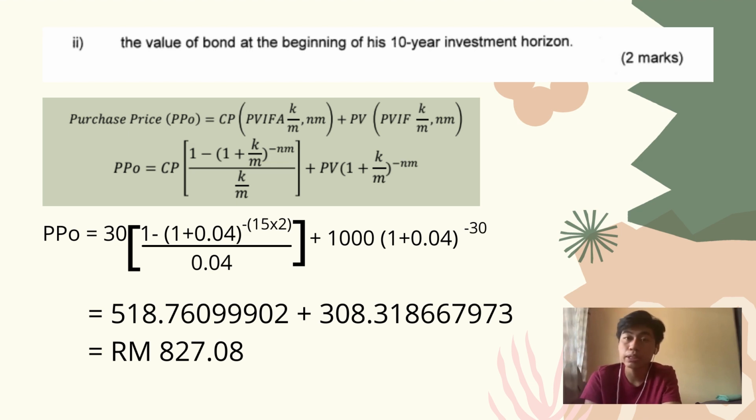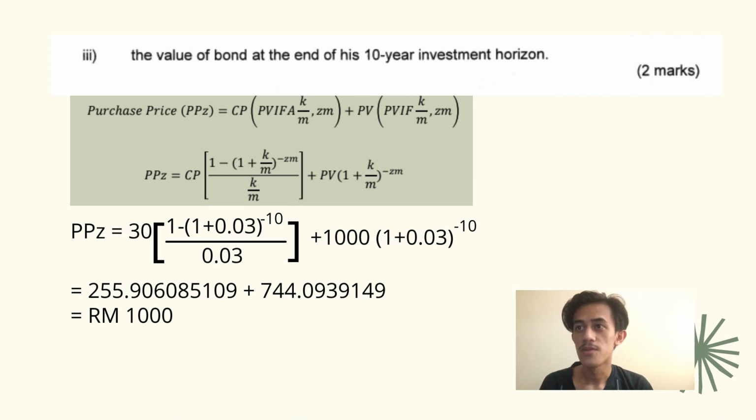After adding both numbers together, the answer we get is RM827.08. For question number 3, the value of the bond at the end of his 10-year investment horizon. For this question, we use the data information at the future selling price. At the future selling price, the N is 10 times and the K is 3%.